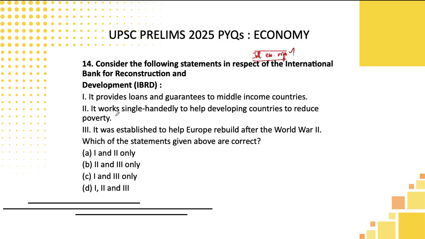Second statement, let's move. It works single-handedly to help developing countries to reduce poverty. How is it possible? There is no other bank or international organization to help developing countries like India and all? We have Asian Development Bank, we have BRICS. So many banks are there. Why only this particular bank should single-handedly help India? Not at all. Not only India, other developing countries. Not at all possible. Extreme statement, keyword strategy. Easily you can eliminate this. So once you eliminate the second one, look at the options here. So only one left out is option C.